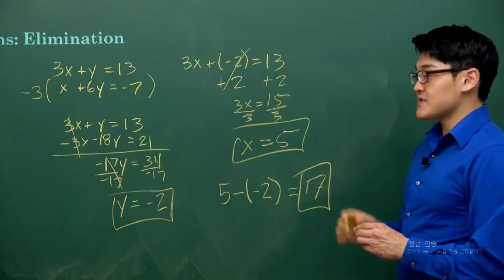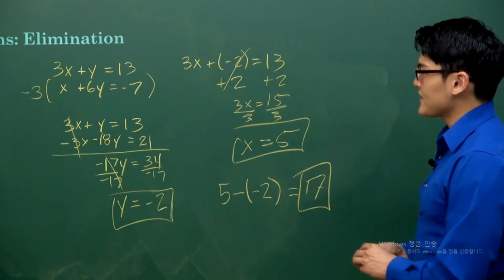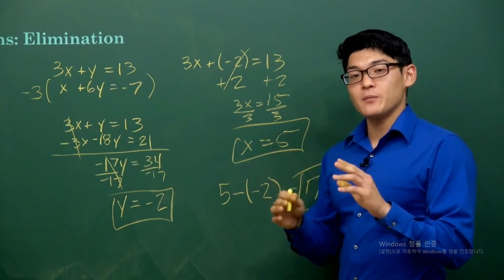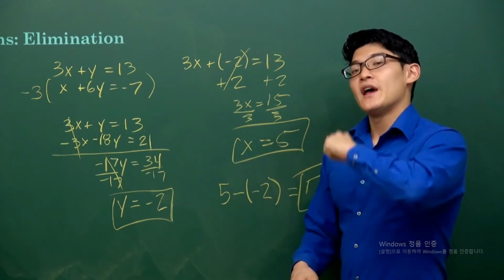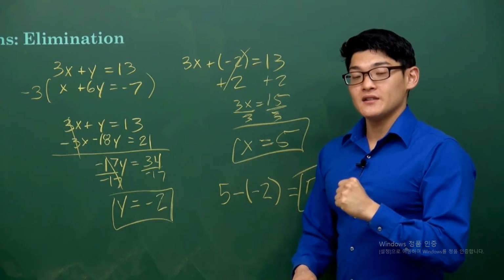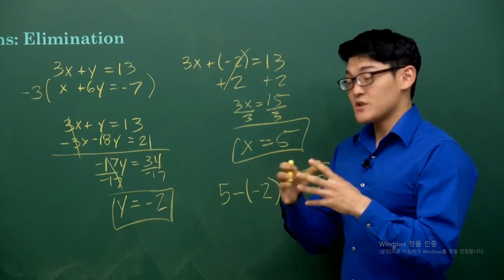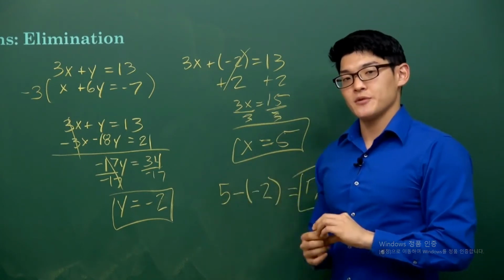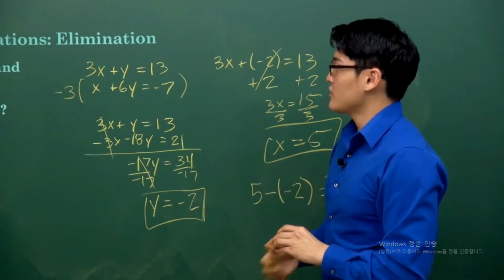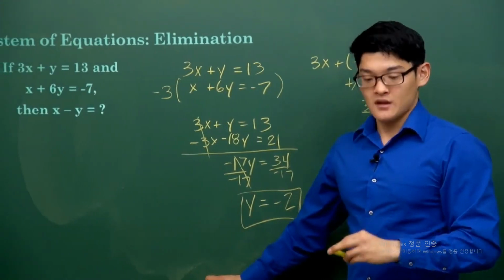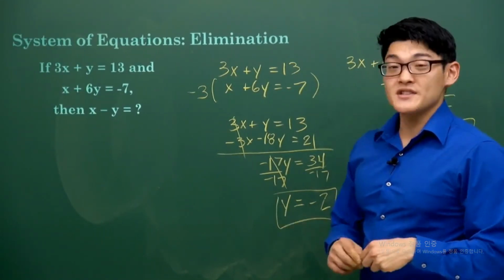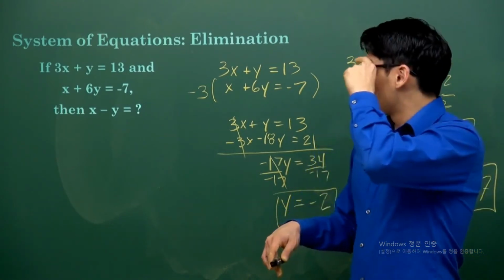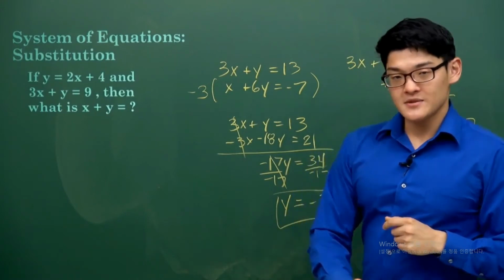So this is the answer to this question, and this is how you do elimination. Again, you're just trying to eliminate a variable, so we'll have one variable to solve for, and then once we solve for that one variable, we plug it back into one of the original equations to solve for the other variable. Okay, so this is how you solve this system of equations by elimination. Okay, let's go ahead and go through the other method, which is substitution.